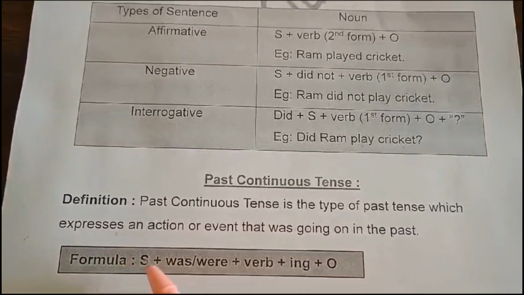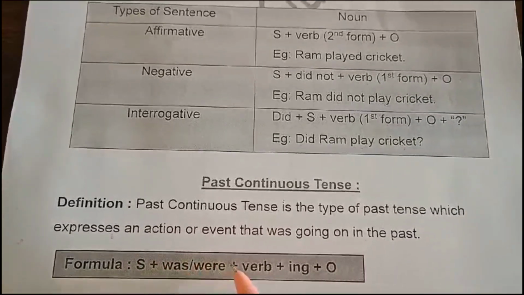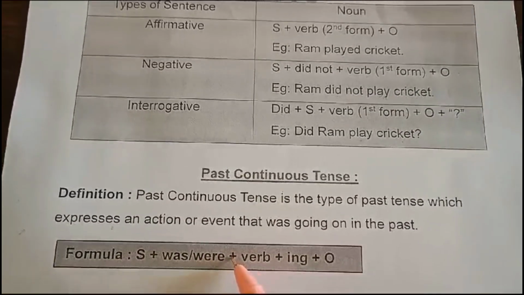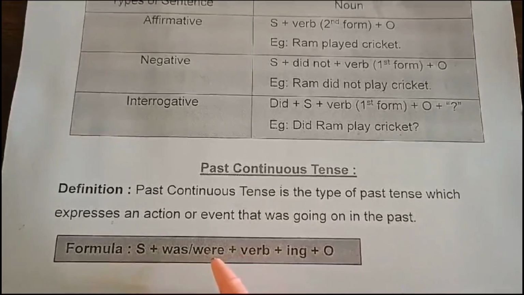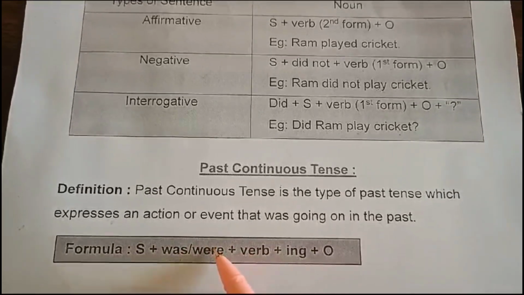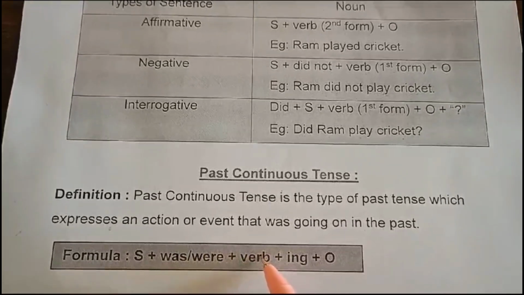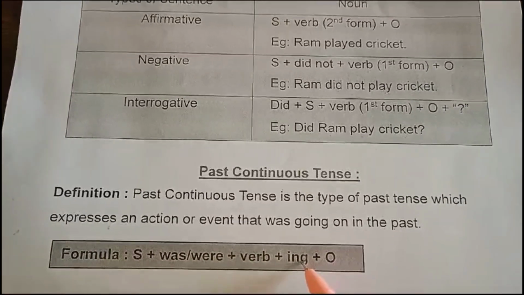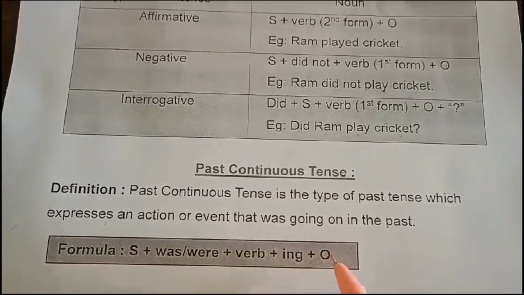The formula would be subject plus was/were. Like in the present, we were using is/am/are, here we will be using was/were plus the main verb, and we will be adding ing to the main verb, plus object.